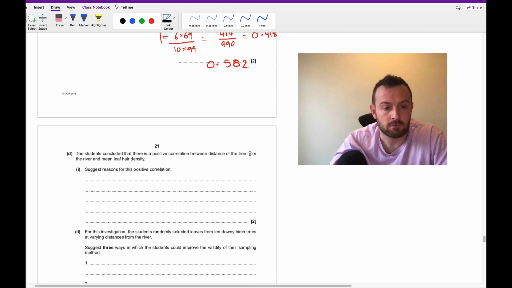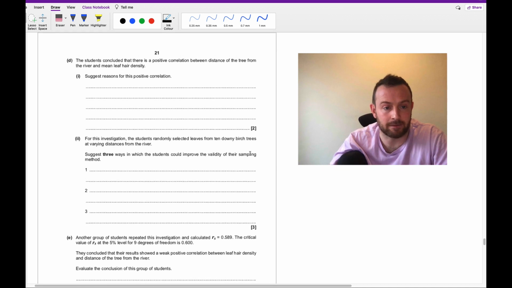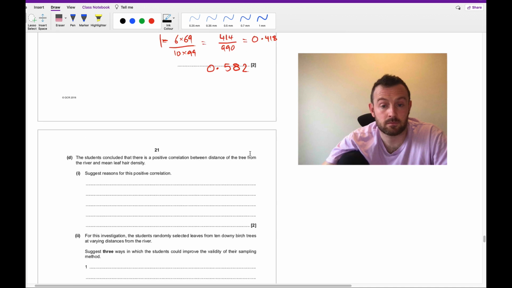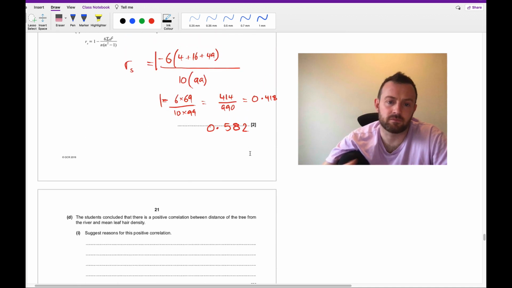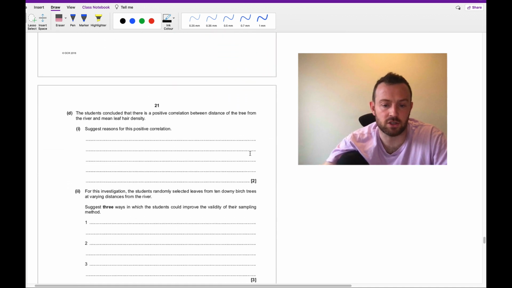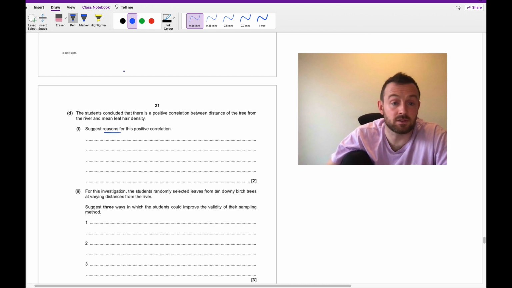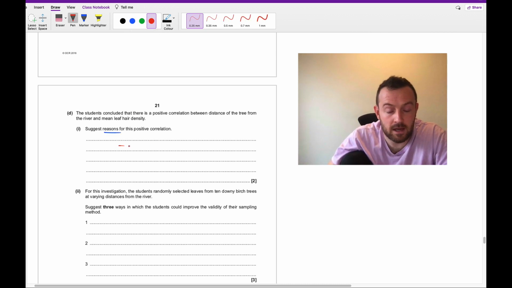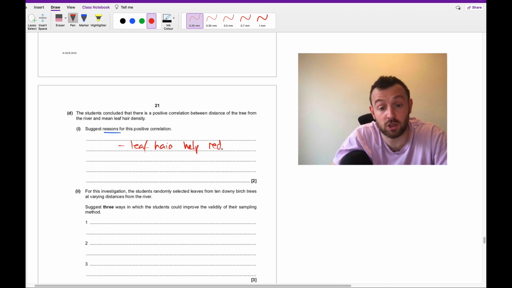Well done. Right. D. The students concluded there is a positive correlation between distance of the tree from the river and mean leaf hair density. Yeah, there is a sort of small positive correlation. So just reasons why: this could be that the leaf hairs help reduce water loss.